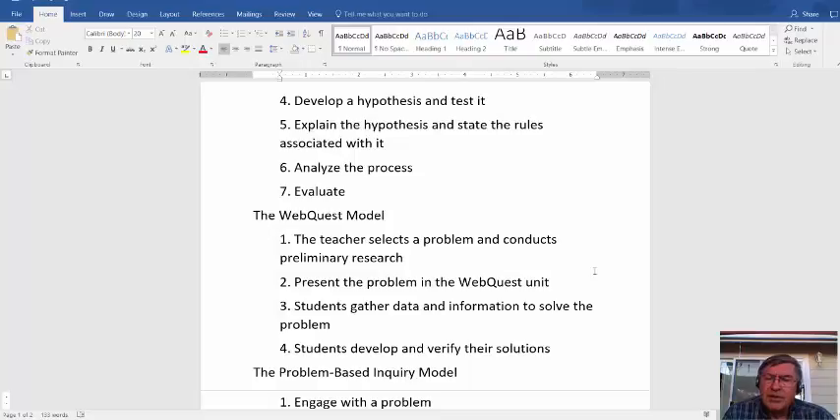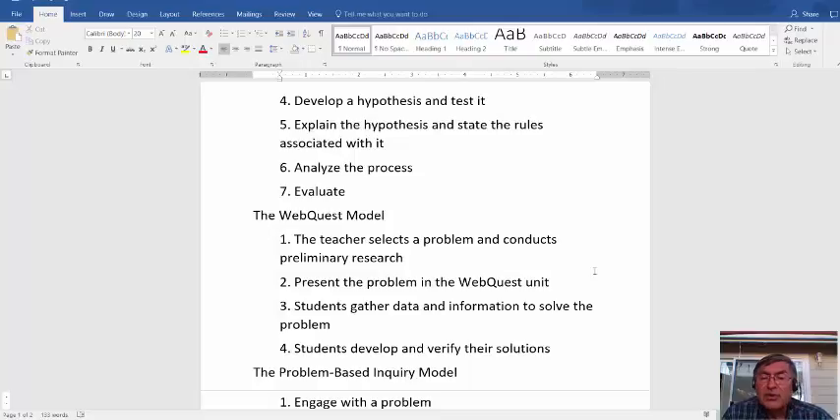So the teacher then presents the problem in the web quest unit, and the students gather data and information to solve the problem as they click on the links and they go and they find these. Now, this is a lot of work for the teacher to get everything together, but it is very quick. If you have a lot of technology in your classroom, the students have iPads and they do have internet access in the room, this is very good. This is a lot easier than going to the library.